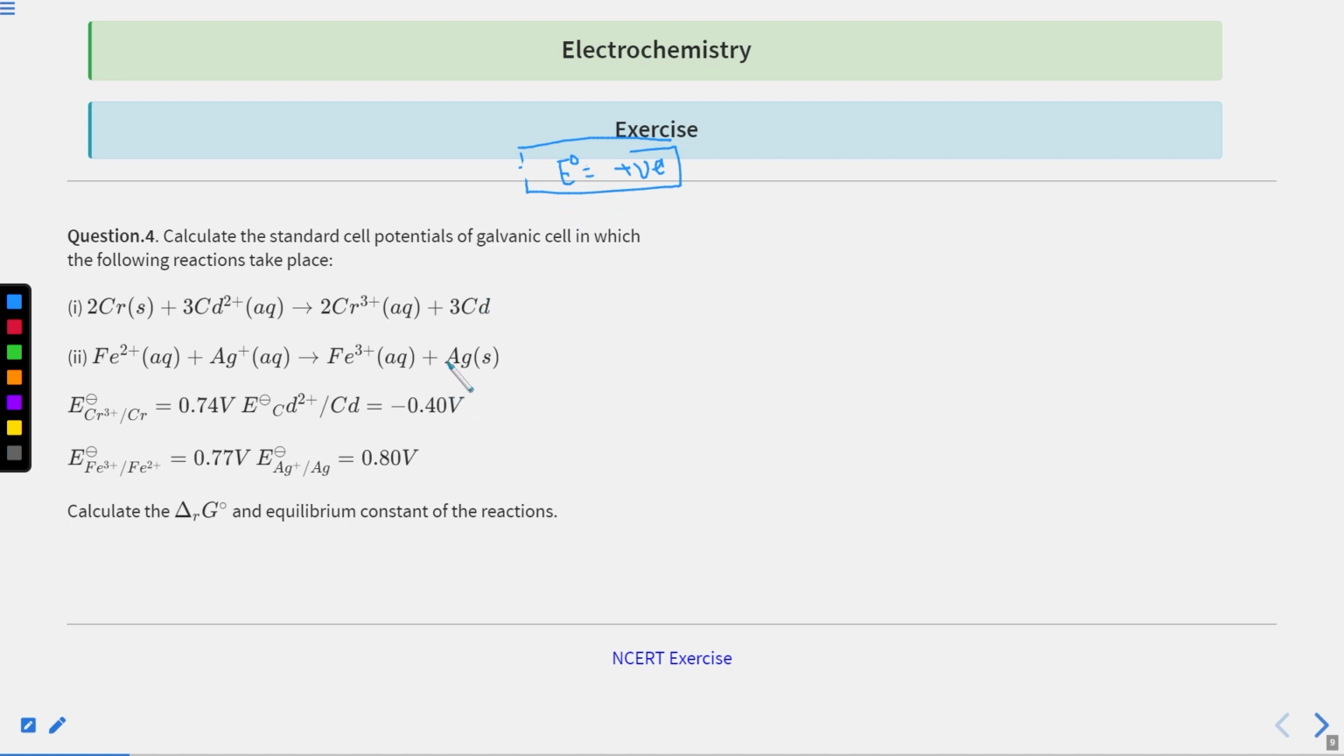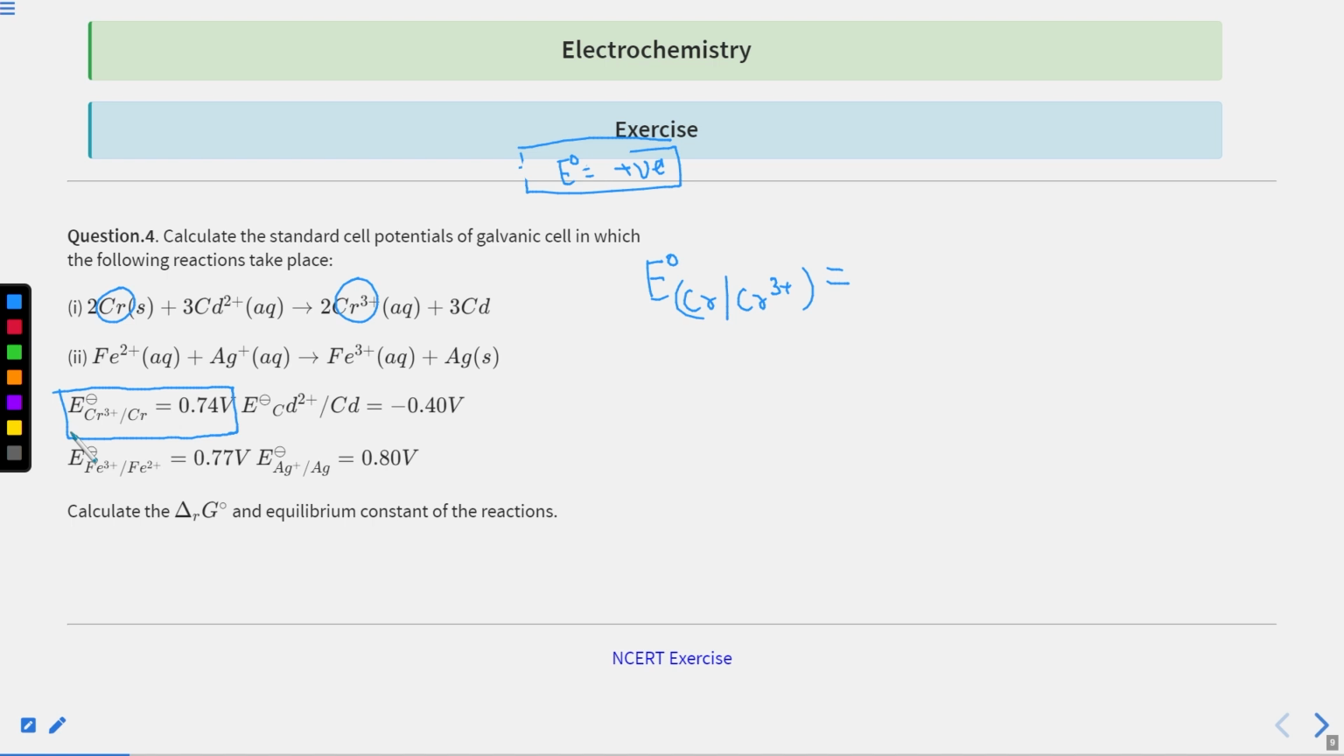So calculate the standard potential of the cell in which the following reaction takes place. Now, if you see here, we have chromium going to Cr3+. So what we need is this value, but what we are given is this value. We are basically provided with the reduction half-reaction value, but we need the oxidation value. As I've told you, how can you convert it?